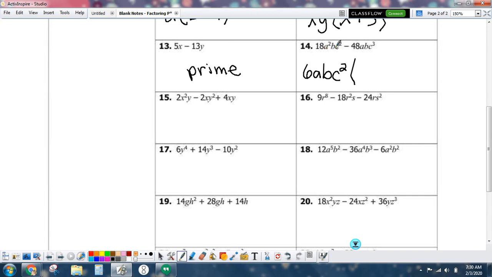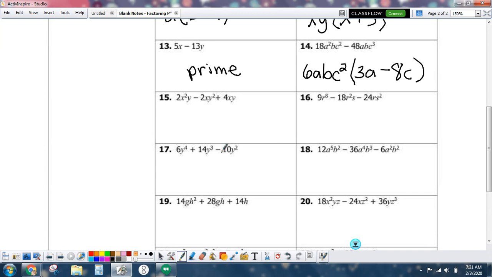And then what we're left with here is 3, because 6 times 3 is 18. Then we had a squared, so we're going to bring down the extra a. B is matched up, the c is great, we're done. Okay, and then minus 6 times negative 8 is negative 48. And then the A matched, the B matched, but there's an extra C up here, so I'm going to bring down the C.